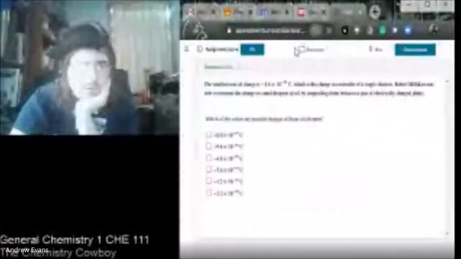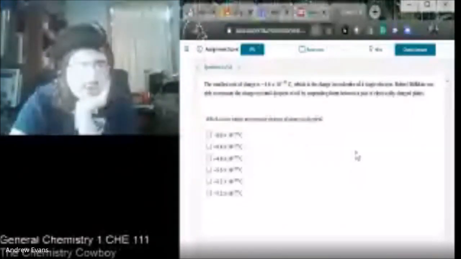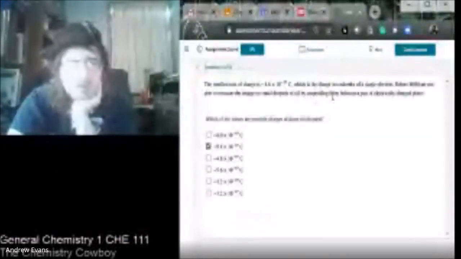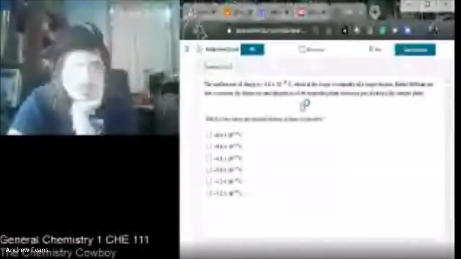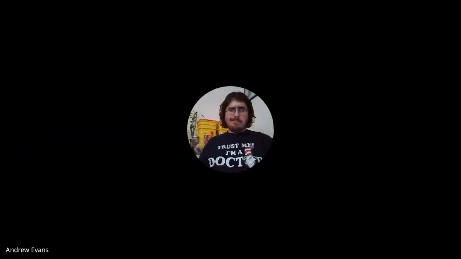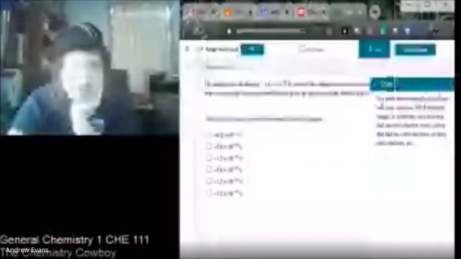Okay, zoom in a little bit. The smallest charge of an electron is negative 1.6 times 10 to the negative 19th coulombs, which is the charge of a single electron. Robert Millikan was able to measure the charge of small droplets of oil, suspending them in a pair of electrically charged plates. There are possible charges. So if one charge is 1.6, there's a bunch of numbers that aren't 1.6. So what are we expected to do?